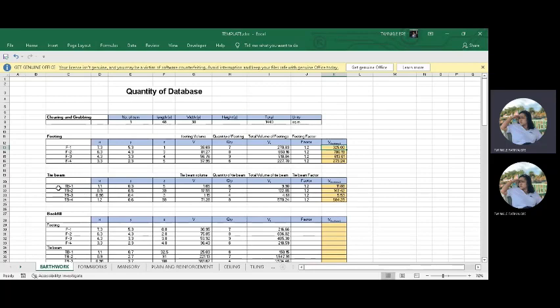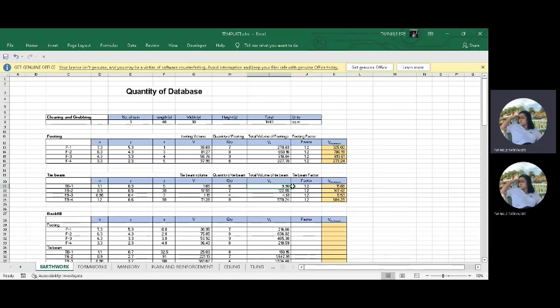And for tie beam, we have the length of 1.1 and the width of 0.3, height of 5. And to get the tie beam volume, we multiply the length times width times height. And we have the quantity of 6. In order to get the total volume of the tie beam, we multiply the tie beam volume and the quantity.